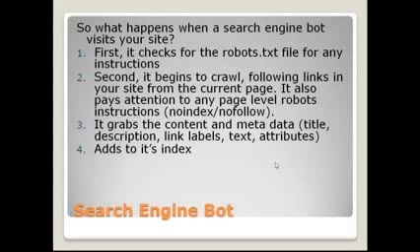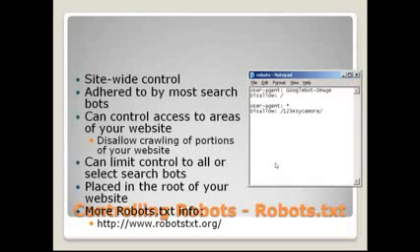Second, it begins to crawl, following links in your site from the current page. It also pays attention to any page-level robot instructions, so noindex, nofollow. And basically, noindex and nofollow tells the search engines not to pass any link equity to that link. It grabs the content, metadata, the title, description, link labels, alt text, attributes, and it adds it to its index. And that's a very simplified version, but we'll go into a little bit more depth in future presentations.